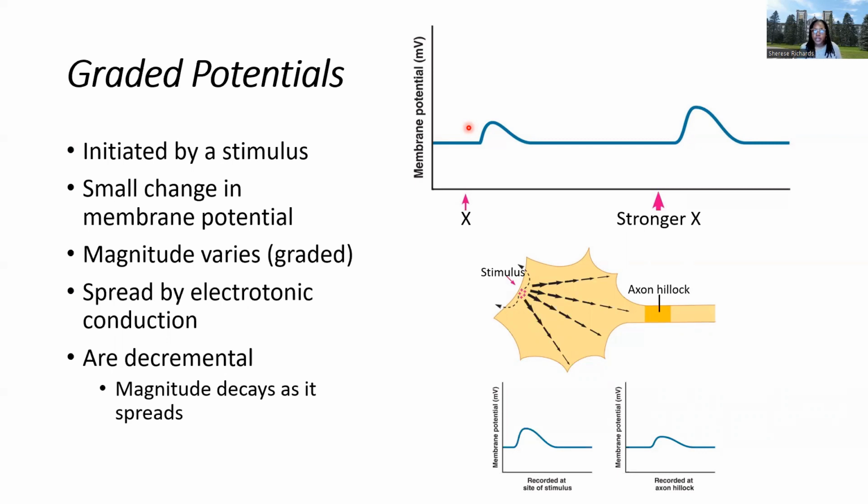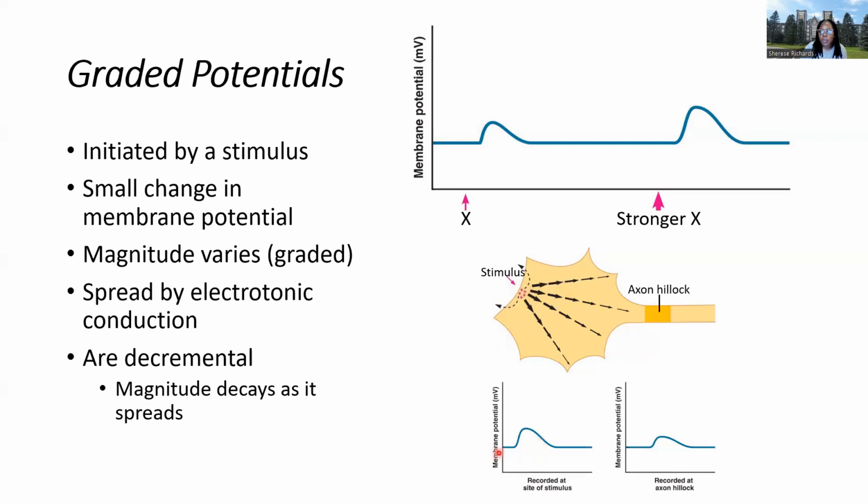For graded potentials, there is. So there can be a small graded potential, there can be a medium, there can be a large, right? That is not the case for action potentials. They're going to spread by electrotonic conduction, which simply means that it's going to be decremental as it moves away from the source of that stimulus. So it's going to be spread by the change in the membrane potential, but the magnitude is going to be smaller the further away we move from that initial stimulus, all right? It's going to be decremental or decreasing as it moves away.